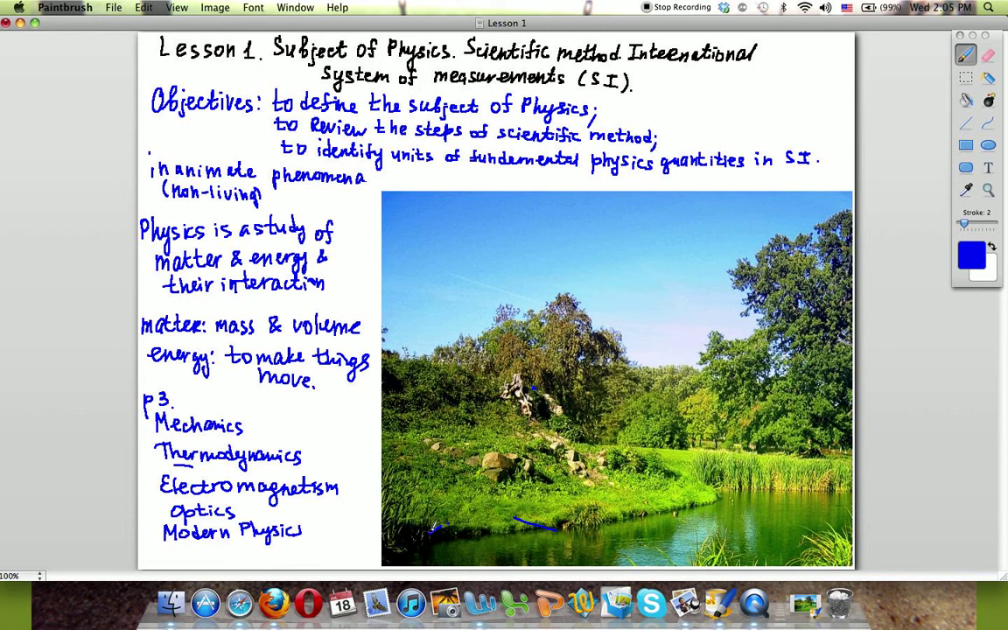Please review. Okay, to understand the rules by which nature plays, scientists use the scientific method.